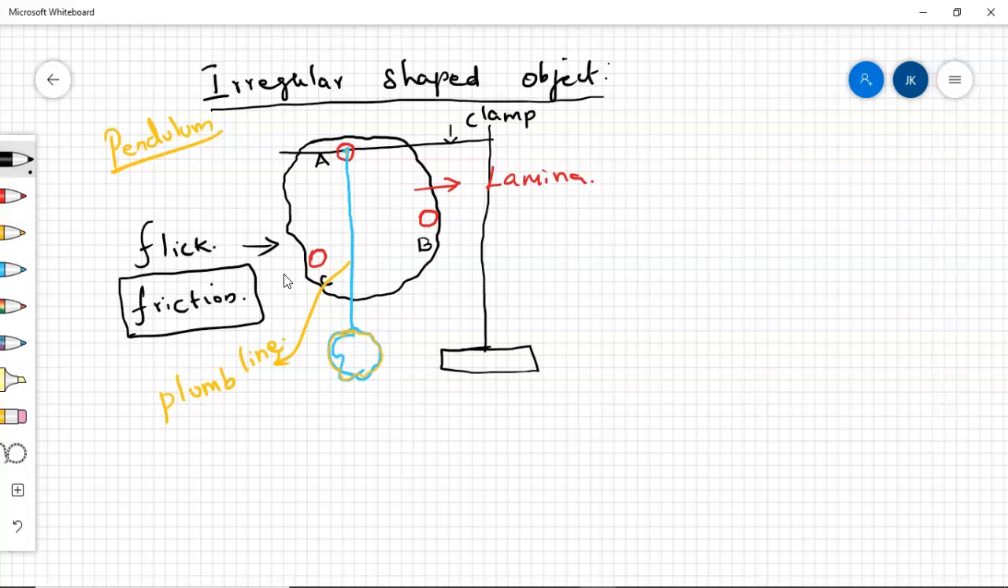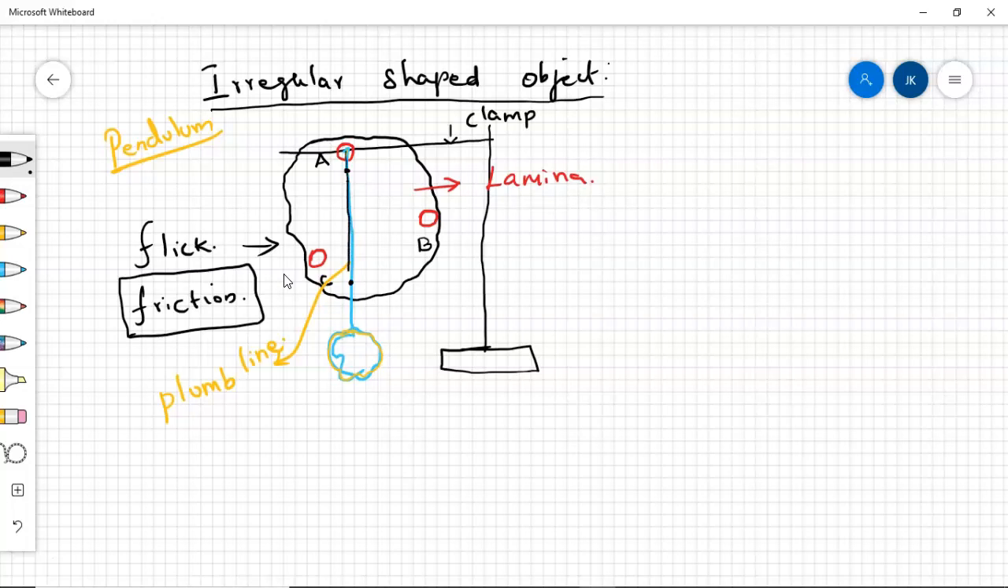What I have to do is mark behind the thread onto the irregular shaped lamina two dots like this, far apart. They shouldn't be closer like this. The two dots should be far apart. Then remove the plumb line and remove the card from the clamp, and connect the two dots by a straight line.